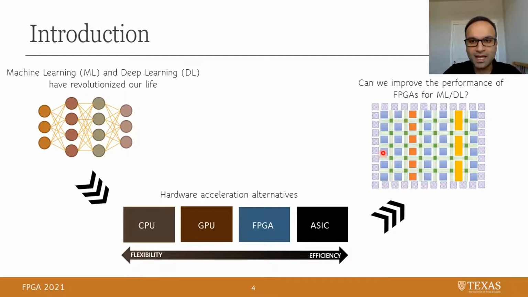FPGAs have traditionally had logic blocks, DSP slices, and RAMs in their resource mix. This is what makes them very flexible, but also this is what reduces the performance we can get for ML and DL applications from FPGAs. So a question naturally arises, can we improve the performance of FPGAs for ML and DL?